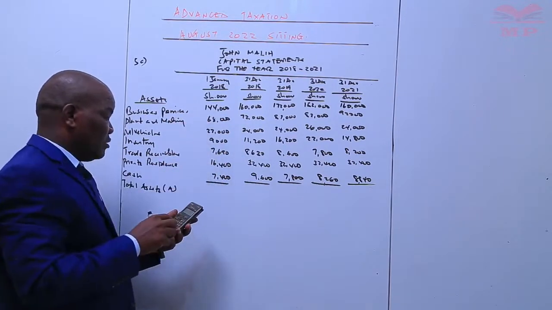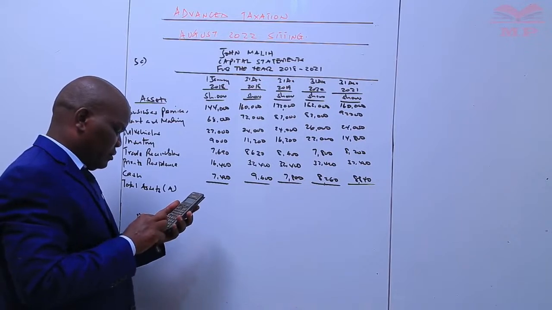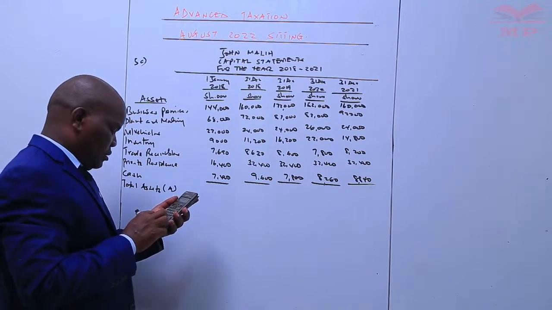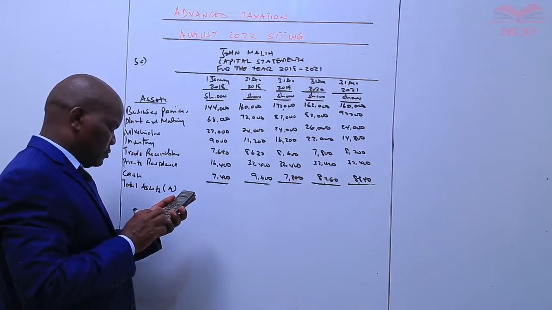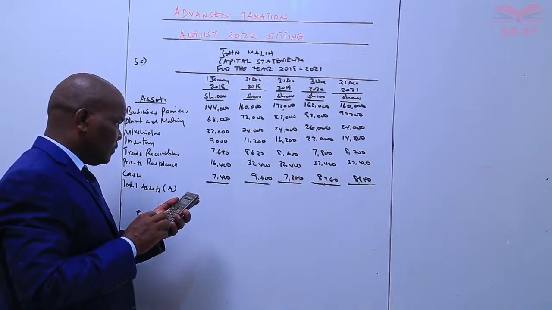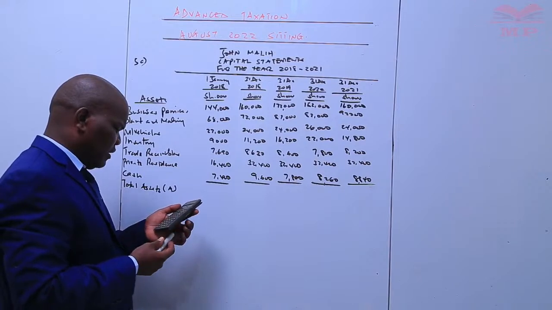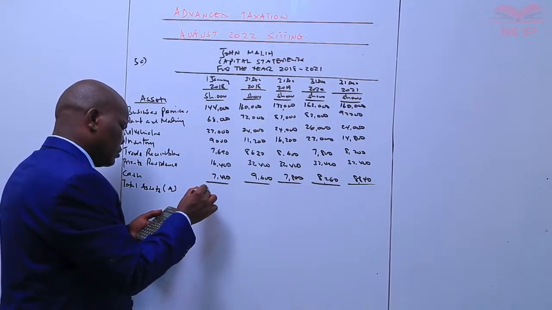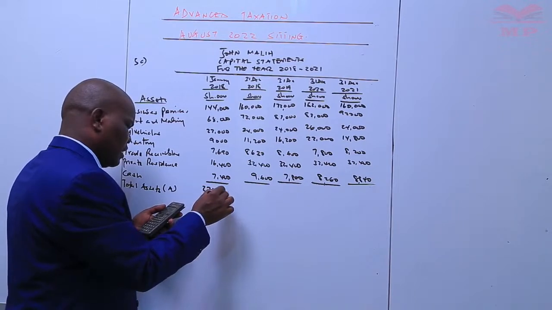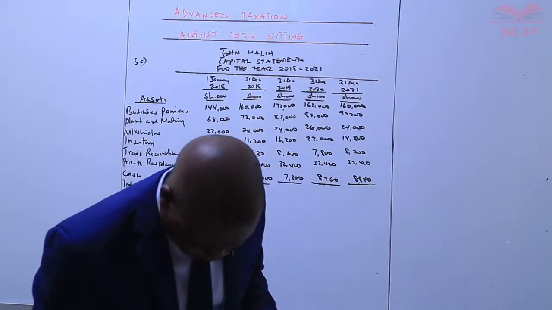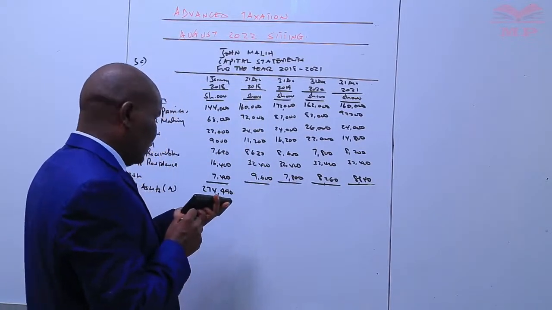Here, 2018 January, we have 144 plus 68,000, 22,000, 9,000, 7690, 16,400, and 7,400. I'm getting 274,490. You can do it with me so that you confirm. Yes, 274,490.